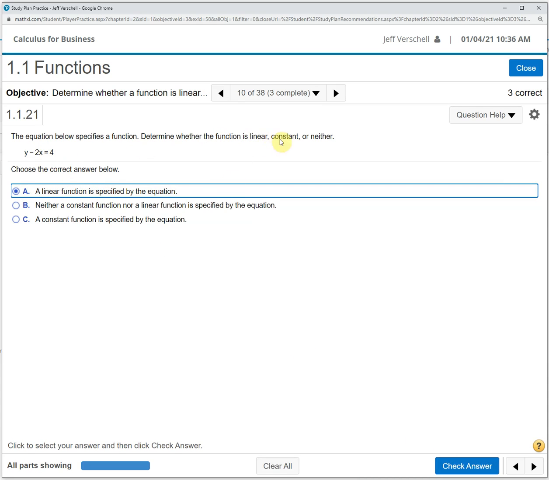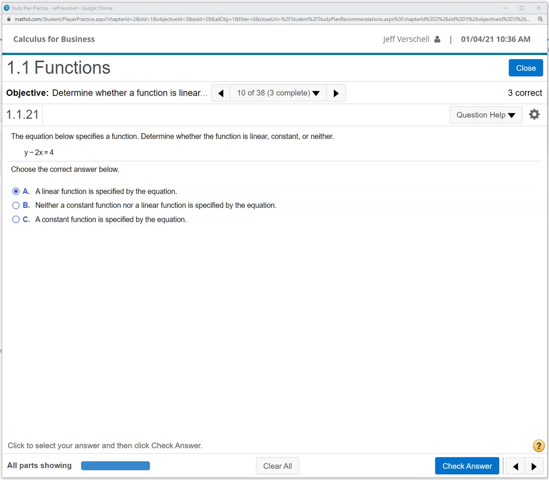We're good to go. Constant means if I had something like y equals 2. Okay, no x value. Remember what a constant function would look like on a graph. If I have, hang on, let me bring this up for a second.